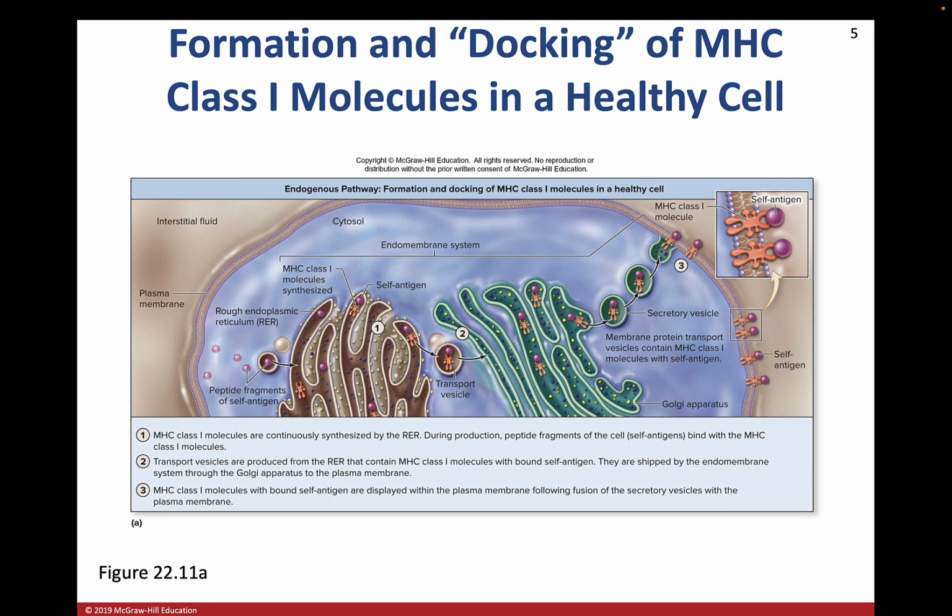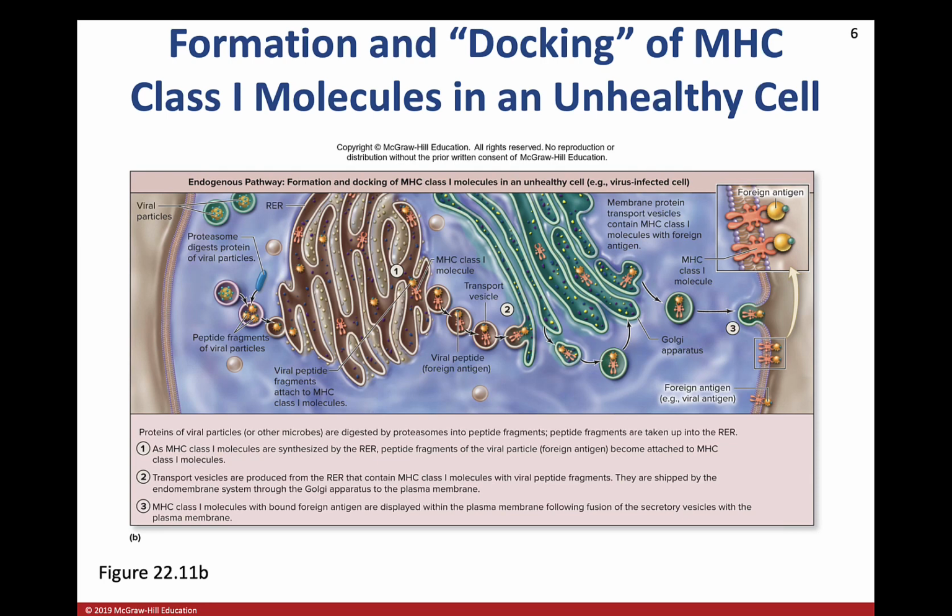This transport vesicle will make its way to the Golgi apparatus. It's going to be reprocessed to a further degree. And then, once again, we're going to see the MHC1 with the self-antigen, and it's now in a secretory vesicle. These are vesicles that are capable of inserting the MHC class 1 molecule into the cell membrane. And notice, we now see the self-antigen expressed on the outside of the cell.